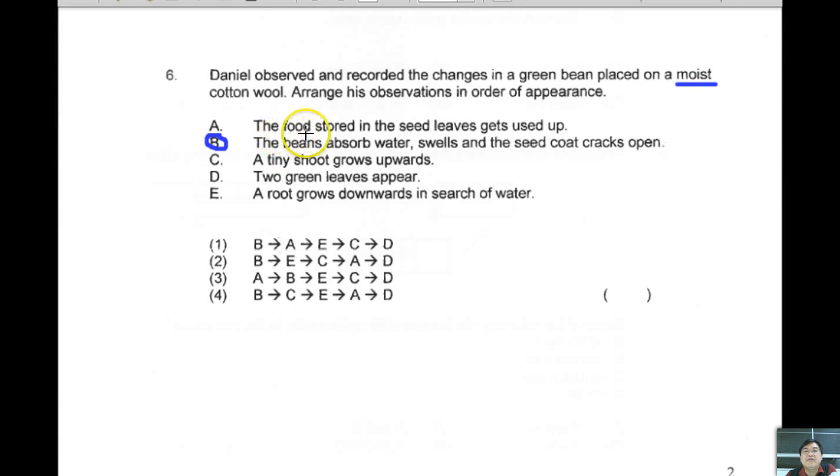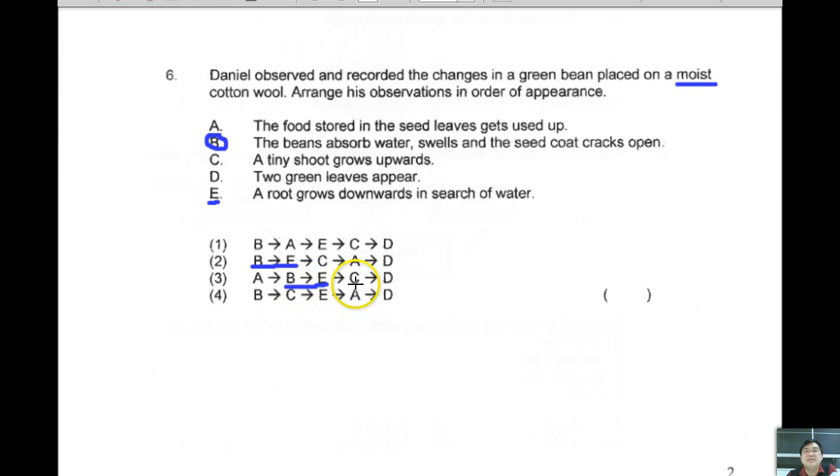Alright, so the next one they say is A: the food stored in the seed leaves gets used up. Maybe not. A tiny shoot grows upwards. I think the root should come out first, right? Two green leaves appear. No. A root grows downwards in search of more water. So after B, it should be E. So it is either this answer or this. It means 2 or 3. Let's take a look again.